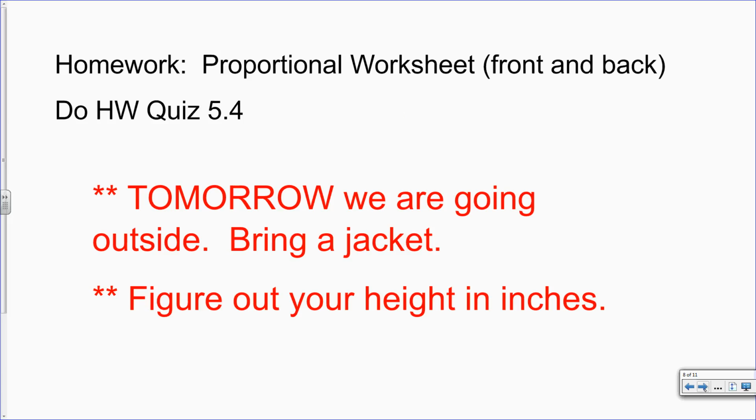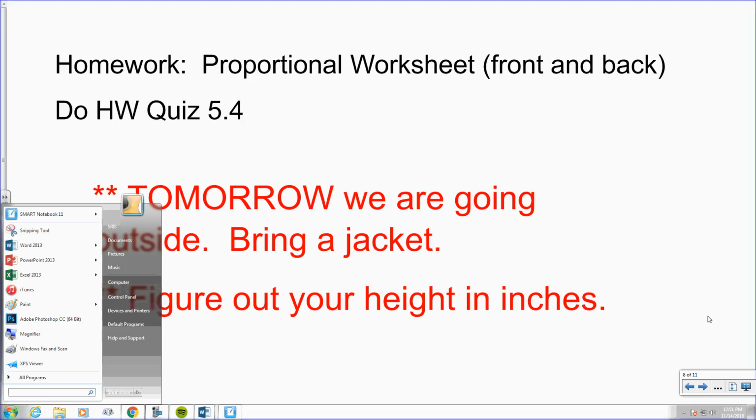Okay, so your homework for today is to do a proportional worksheet and then homework quiz 5.1. There are 2 sides to the worksheet, so please make sure that you do both sides of your worksheet.